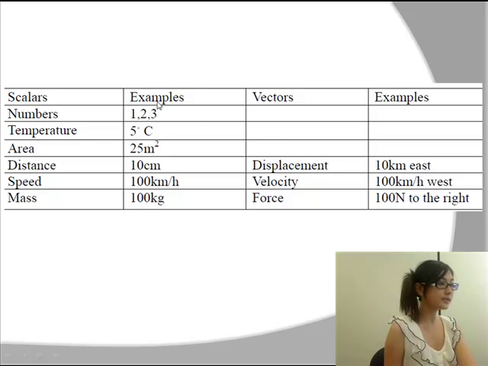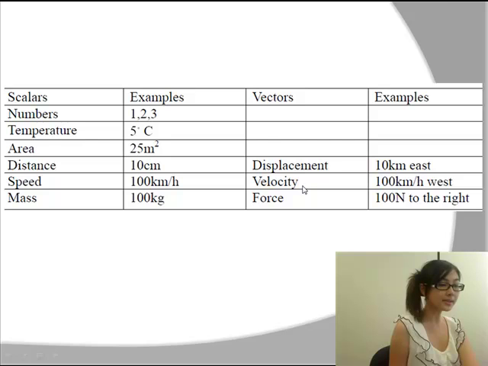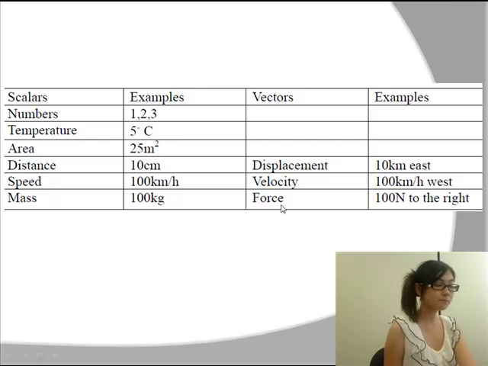Here are some examples of scalars and vectors. Scalars will be numbers, for example 1, 2, 3, temperature like 5 degrees, area, for example 25 meters squared, distance 10 centimeters, speed 100 kilometers per hour, and mass 100 kilograms. The corresponding terms for the scalars distance, speed, and mass would be displacement, velocity, and force.